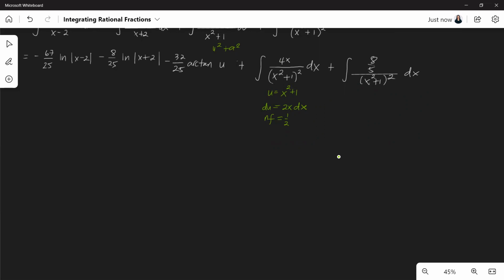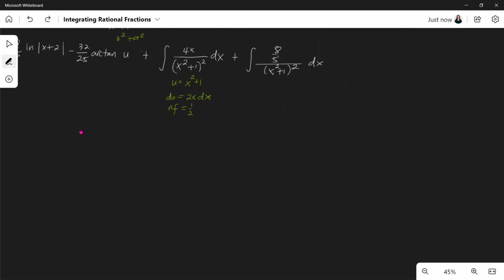Okay. And for the last term, we have to apply trigonometric substitution here. If a squared plus u squared is present, recall trigonometric substitution. You need to let u be equal to a tangent of theta. So u here is x and a is 1. Tangent of theta is basically equal to x over 1.